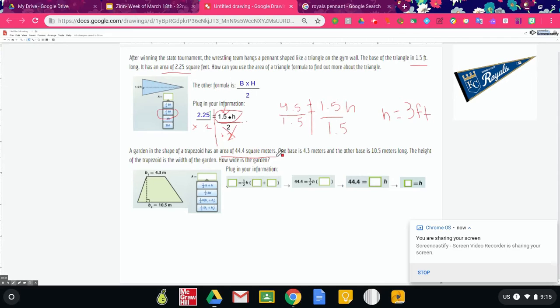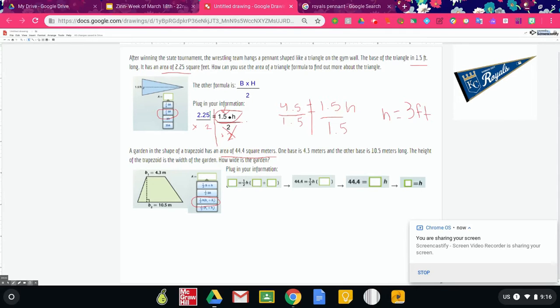First, actually, let's go over the area formula. It's this: half of the height multiplied by the sum of both of the bases. So the bases are the top and the bottom. You add those together, and multiply it by half of the height. It's a lot of steps.